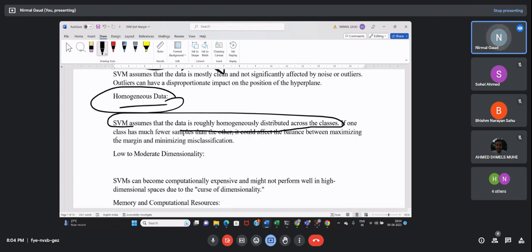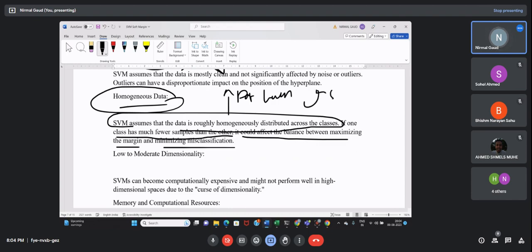So if one class has much fewer samples than the other class, it will affect the balancing between maximizing and minimizing the margin, and it will lead to misclassification. So you first need data balancing. You need to balance the data, then only apply the SVM. Don't use classification over imbalanced data. Otherwise SVM will not work properly over imbalanced data. Balance it and then use it.